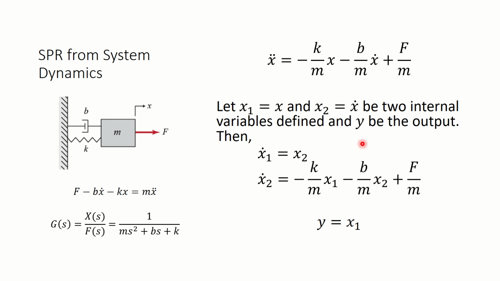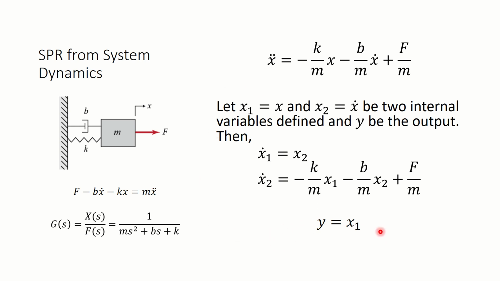So now we have a typical set of first order differential equations which tell us the evolution of the states. And what is the output? We also need to write down the output equation. The output is simply this displacement x, so this becomes x1 in the state space representation parlance.